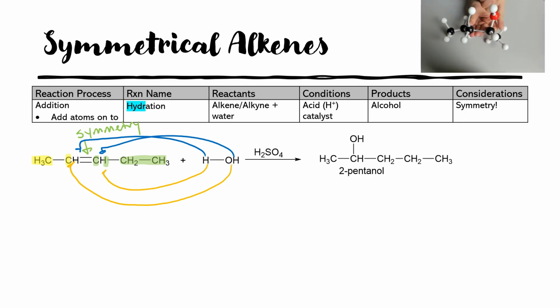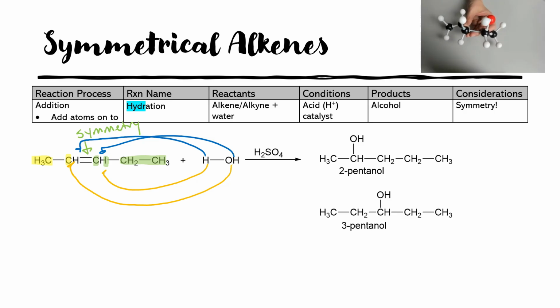So here we have that 2-pentanol. You do not need to know how to name the alcohols just yet. The groups could have gone to the other side as well, where we would have made 3-pentanol. These two constitutional isomers are going to be formed in relatively equal amounts.